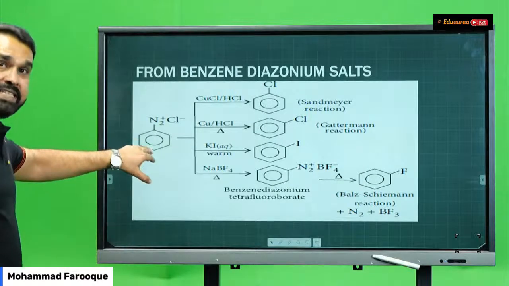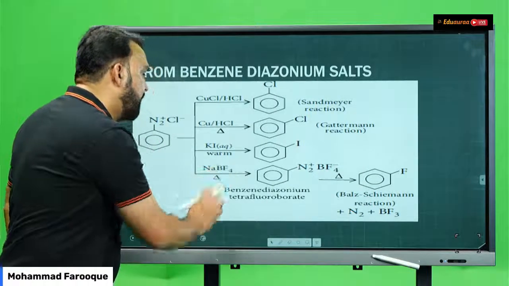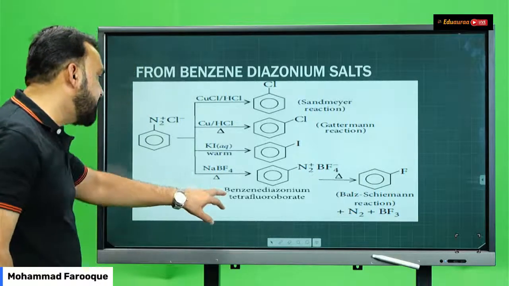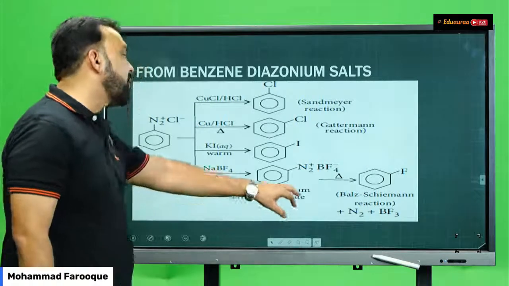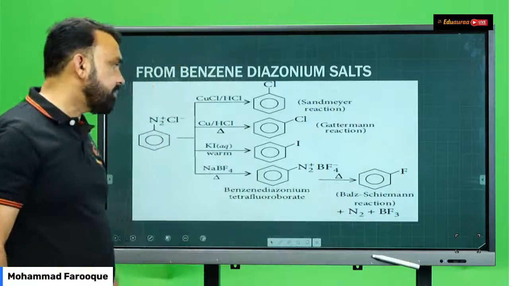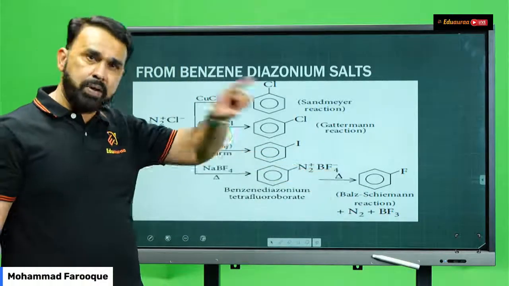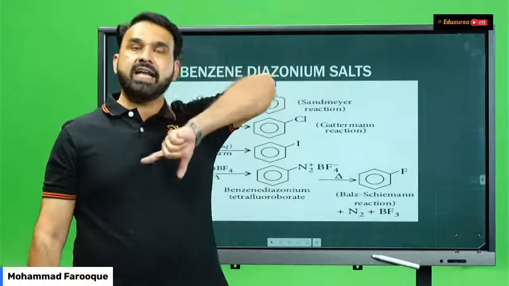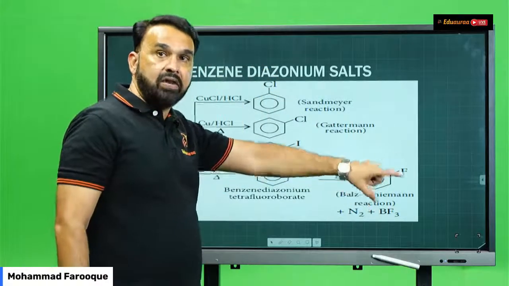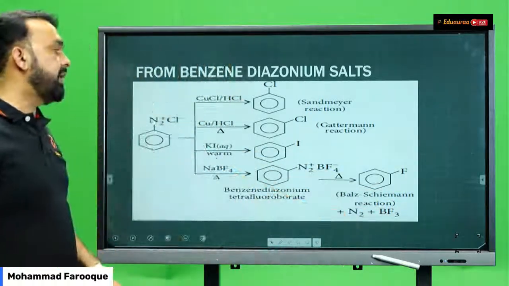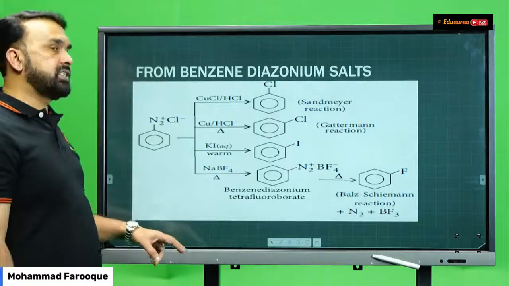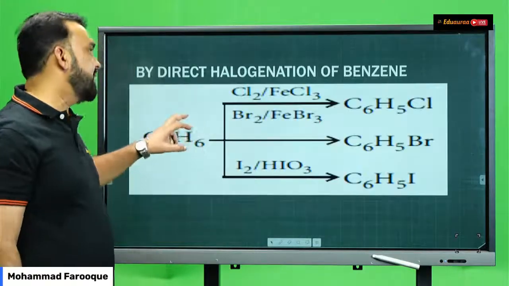When benzene diazonium chloride is treated with NaBF4, first you get benzene diazonium tetrafluoroborate. This on heating further will decompose to give fluorobenzene. Like the Swarts reaction, where alkyl fluoride was prepared, in this aryl fluoride is obtained. Therefore, it's an important name reaction, the Balz-Schiemann reaction. So these are the important reactions for the preparation of aryl halides.